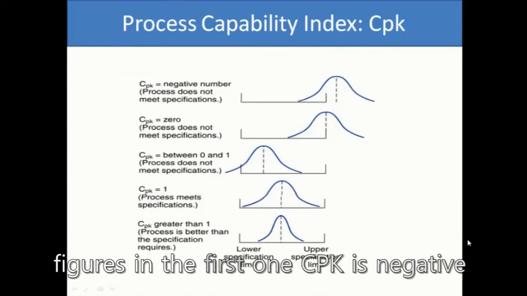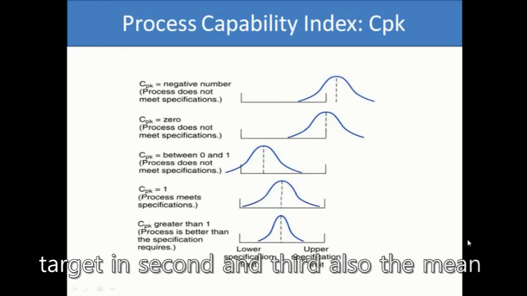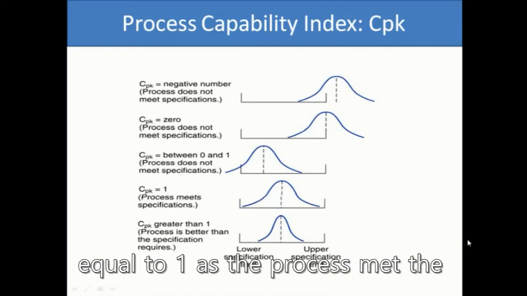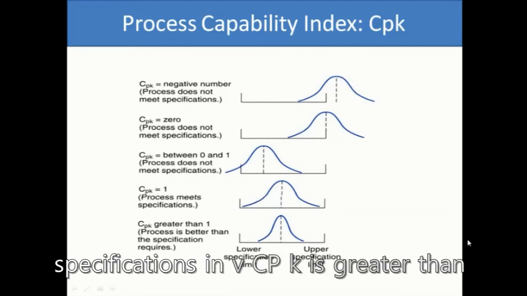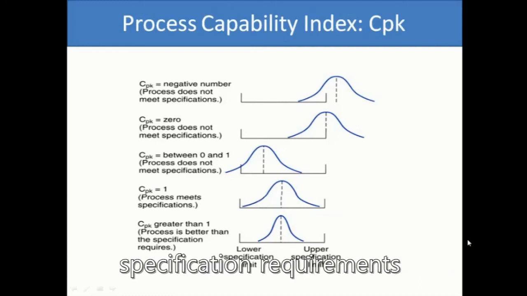Observe this figure. In the first one, CPK is negative, as the process average is too far from the target. In the second and third also, the mean is away from the target. In the fourth, CPK is equal to 1, as the process met the specifications. In the fifth, CPK is greater than 1, as the process is better than the specification requirements.